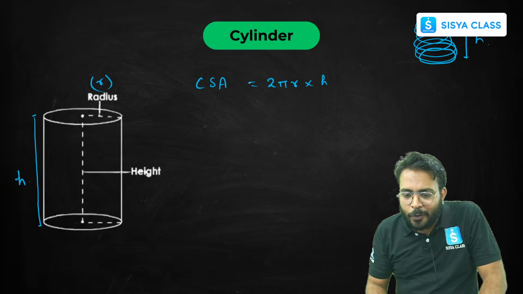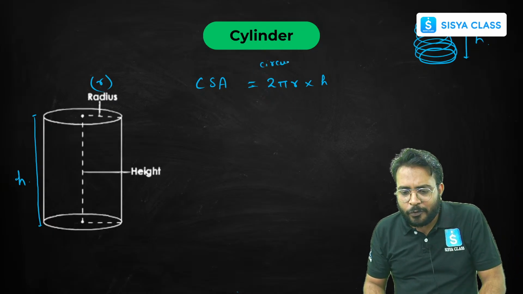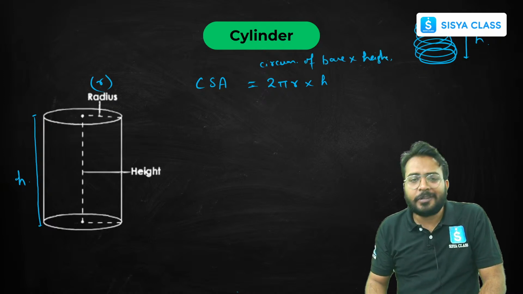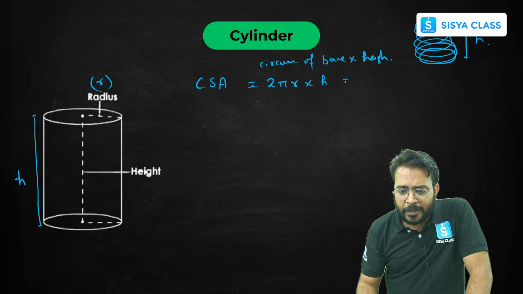So that means you can say perimeter of your base, or circumference of your base, into height. Yes or no? So this gives us the curved surface area for our cylinder, which is going to be 2 pi r into h.